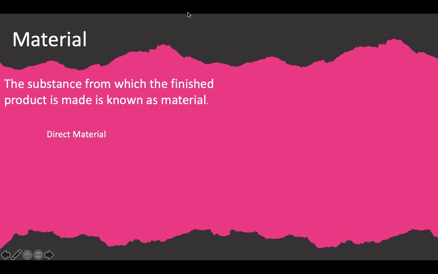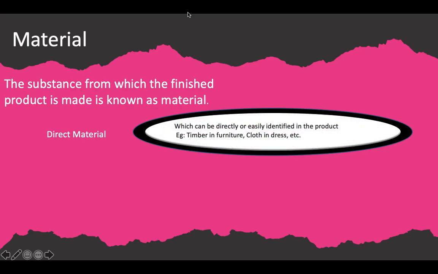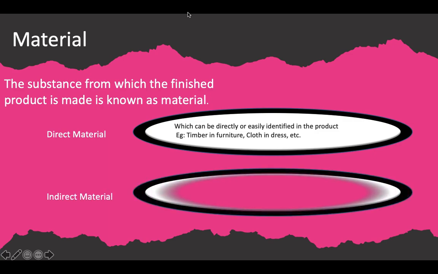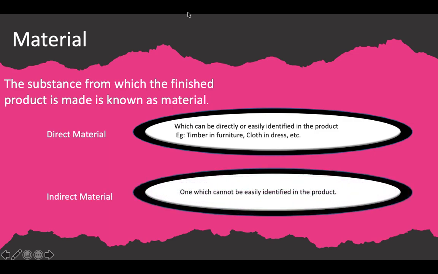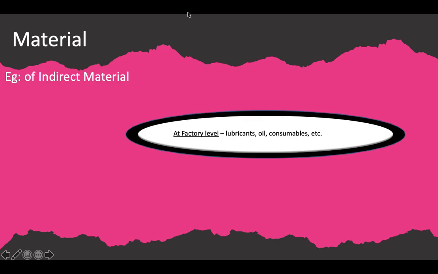What is the meaning of direct material? Direct material refers to one which can be directly or easily identified in the product. Example, timber in furniture, cloth in dress, etc. These things can be easily identified in the particular product and which can be called as the direct material. What's the meaning of indirect material? Indirect material is one which cannot be easily identified in the particular product. Examples of indirect material can be given under each category in the next slide.